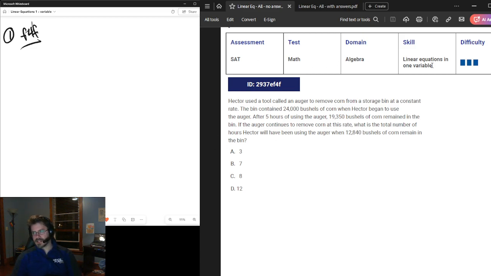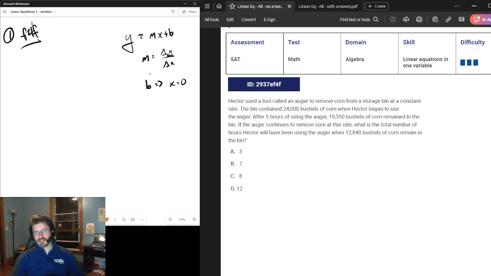Linear functions, so linear equations in one variable. Before we dive in, let's review our definitions. I haven't read this question yet, but we want to review our definitions. mx plus b is our slope-intercept form, where m is the slope, b is the y-intercept. m is the same thing as the change in y divided by the change in x, and b occurs when x is 0.